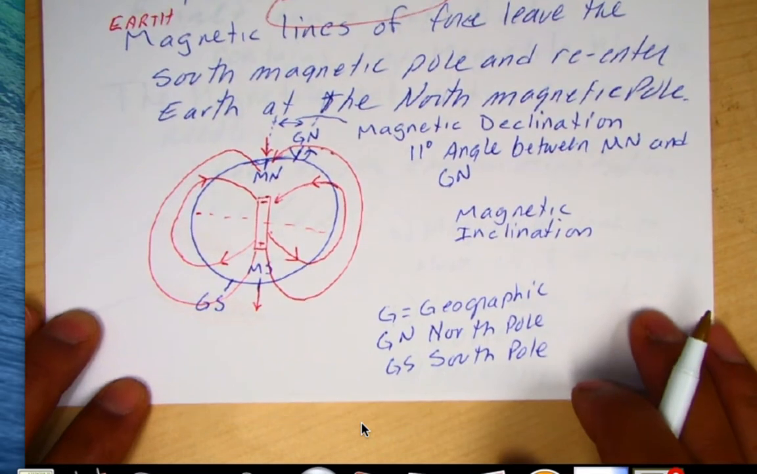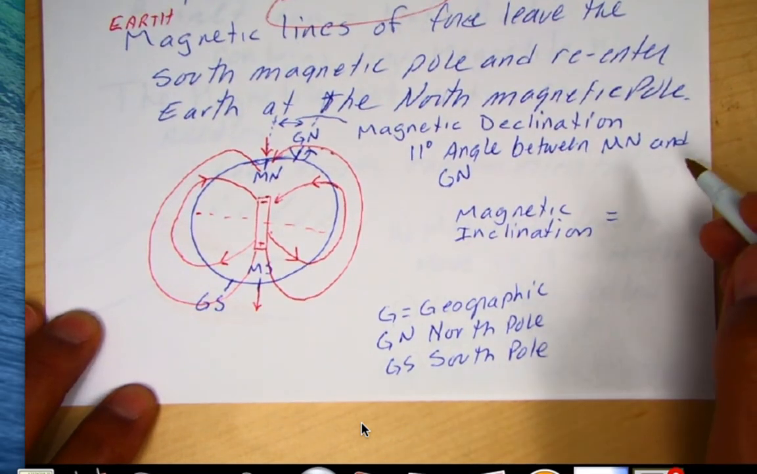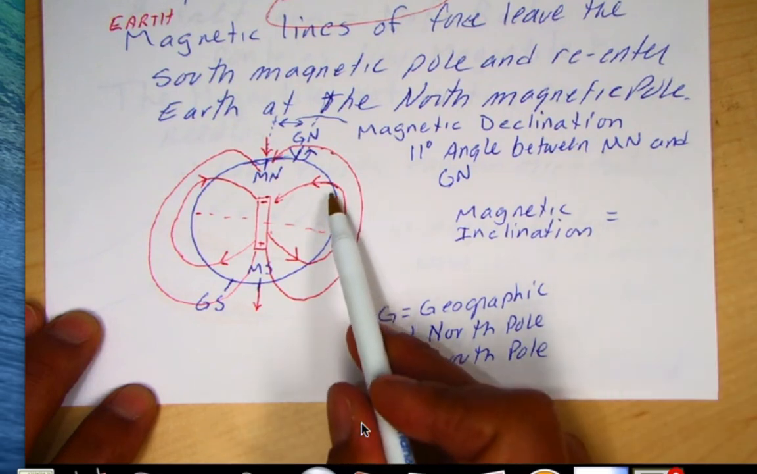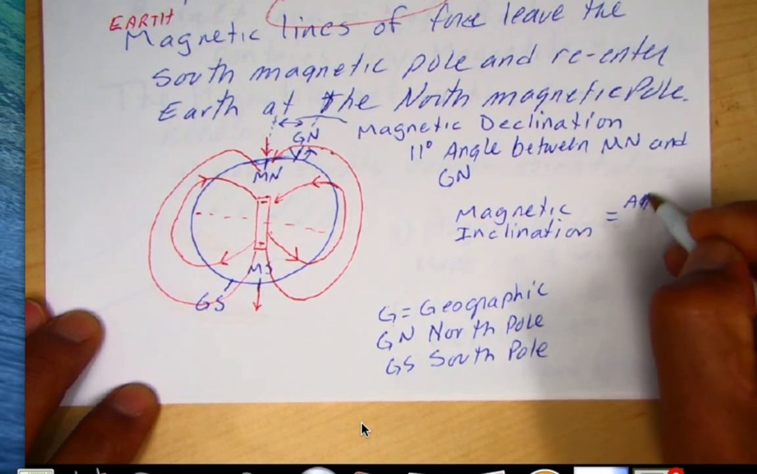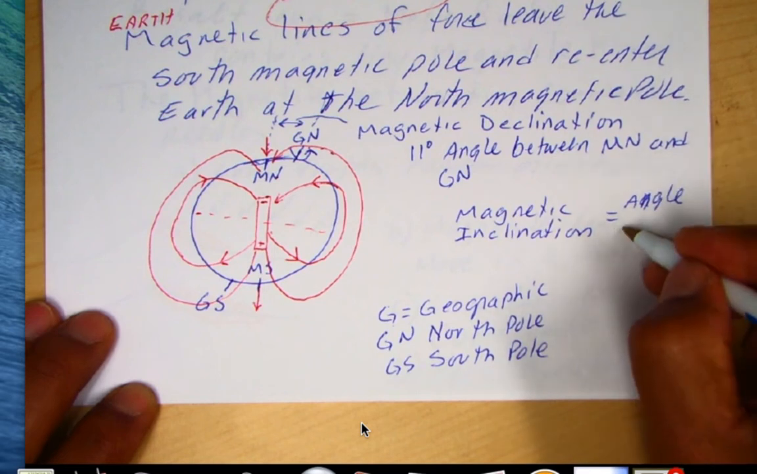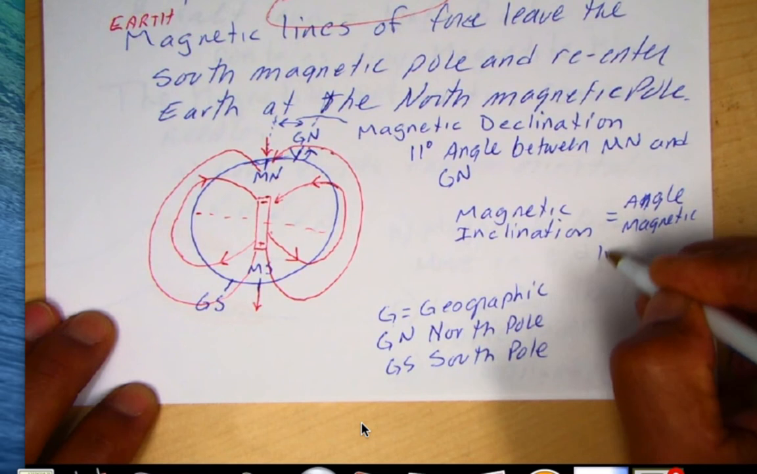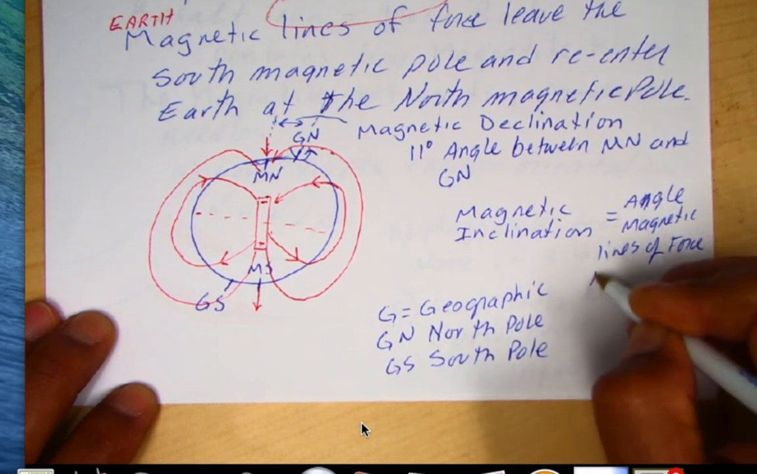And then this magnetic inclination is the angle the magnetic lines of force make with respect to Earth's surface. So the angle we'll call magnetic lines of force make with Earth's surface.